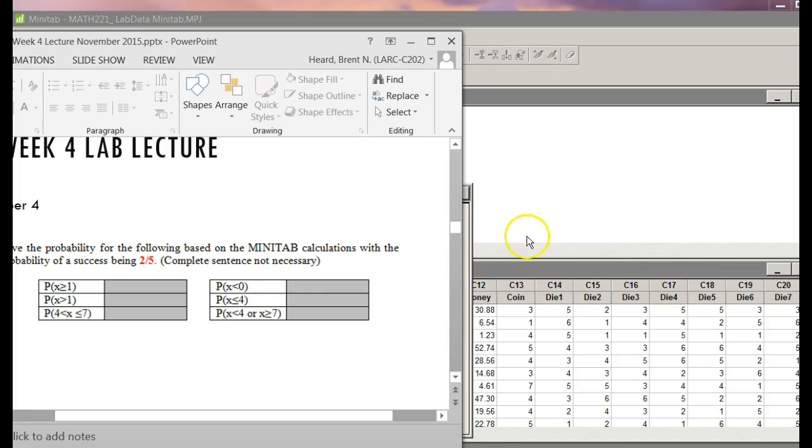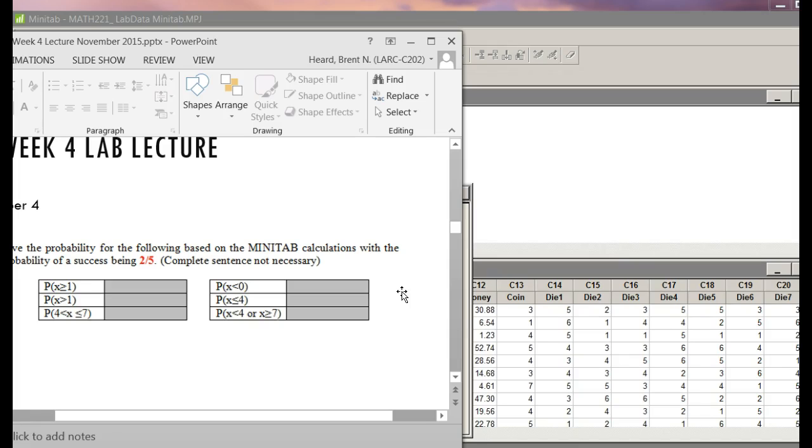What's my next one? Less than 0. This is silly. Less than 0, it can't be less than 0. Because, I mean, 0 is as low as I can go on the number of heads. I can't have -1 heads. So less than 0 is going to be 0.